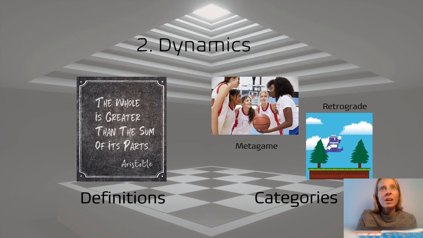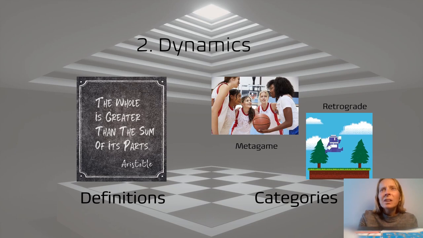We also have different categories of dynamics. You can have metagame dynamics, where the metagame is the game that's occurring outside of the explicit system described by the rules. Usually these are social interactions between players. You can negotiate, form fragile alliances, do bluffs, these little outside-the-game actions, or team dynamics too. Retrograde dynamics: if a dynamic is retrograde, then it's working against the experience that the designers intended for the players of the game.